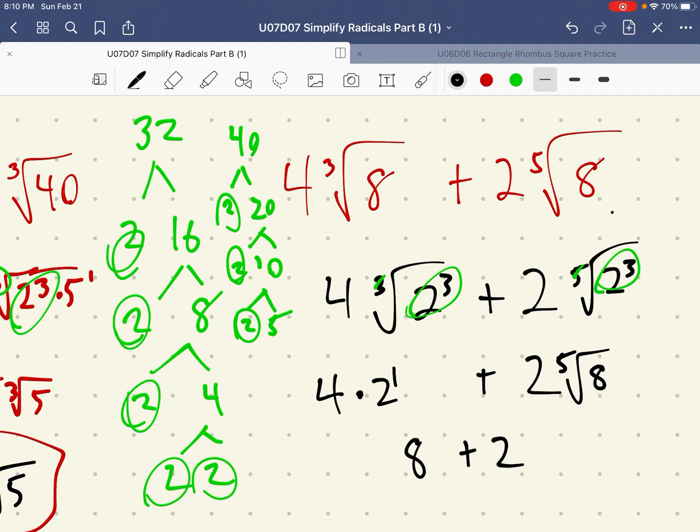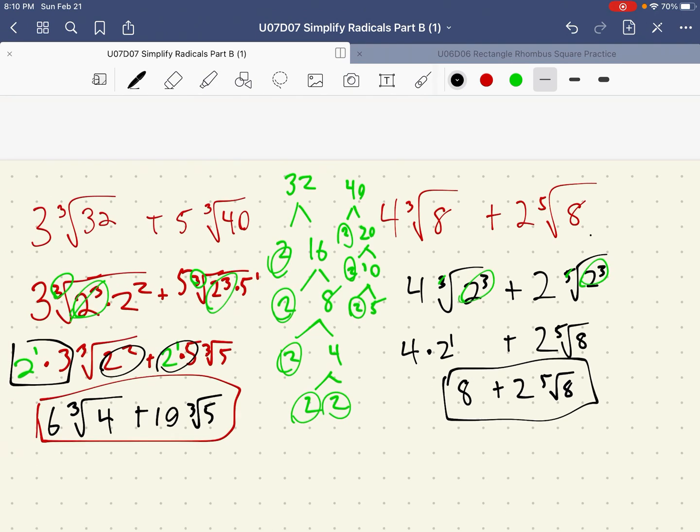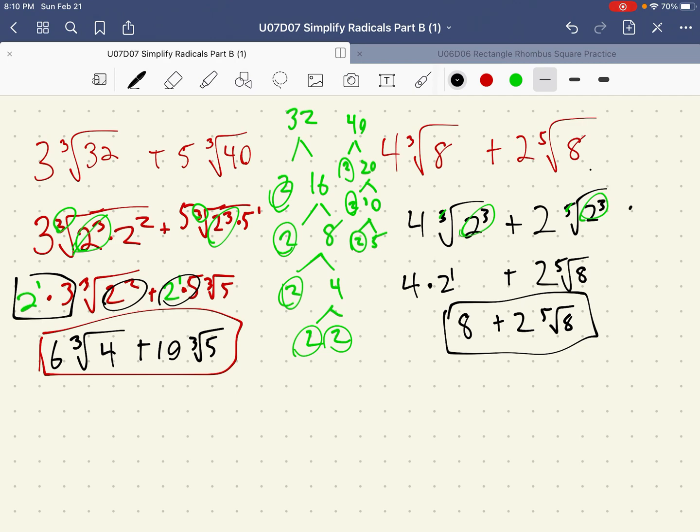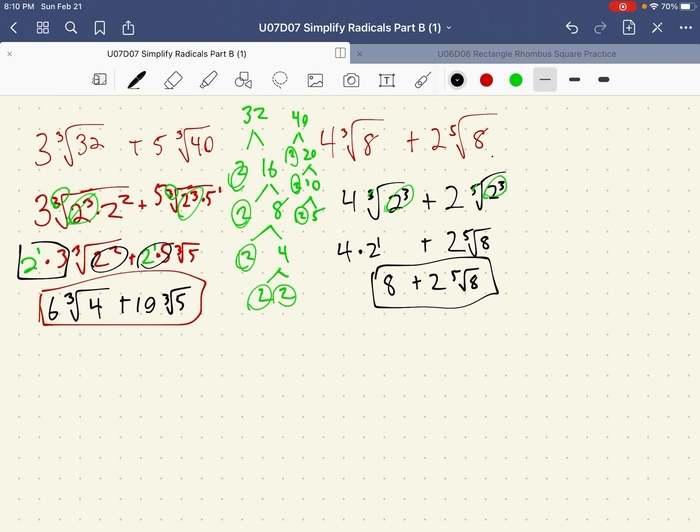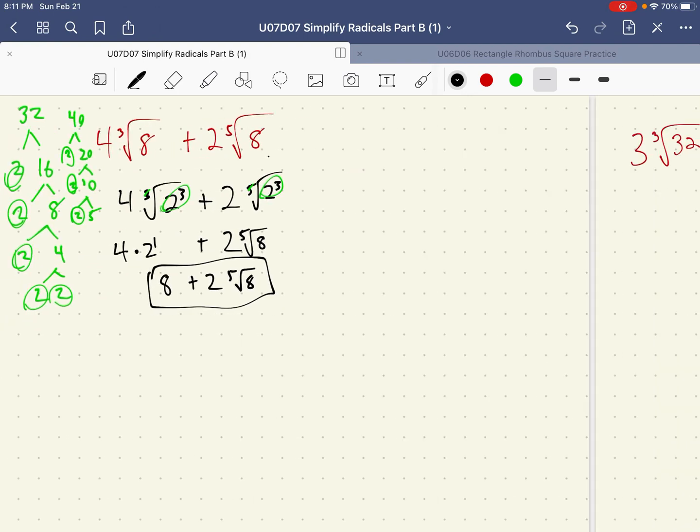So we have 8 plus 2 fifth root of 8, which are unlike terms, so we can't add these, but this is the simplest radical form of this example. Now, we also talked about multiplying two radicals. So we're going to use the same two examples. We're just going to change the addition to multiplication.